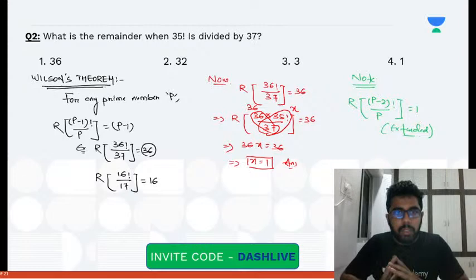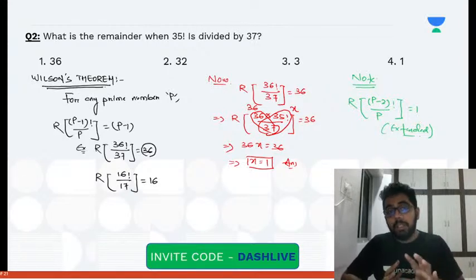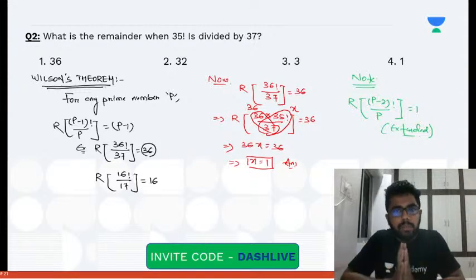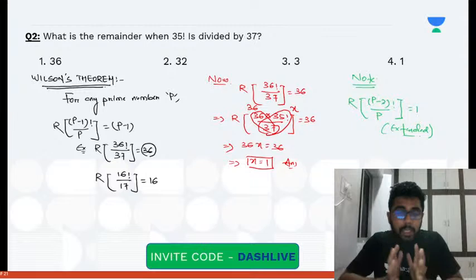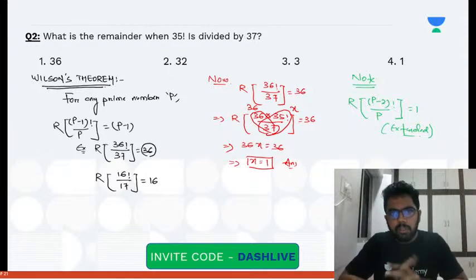This is Wilson's theorem, where p is a prime number. So for example, 36 factorial divided by 37 would have been 36 directly from the theorem. So 36 factorial divided by 37, the remainder would have been 36 by applying Wilson's theorem. Similarly, 16 factorial divided by 17 is also 16. But now this question is asking about 35 factorial and not 36 factorial.